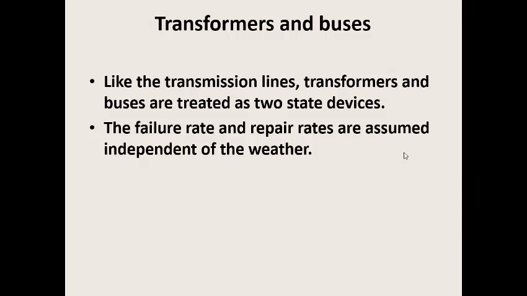The transformers and buses are basically treated as two-state devices, either up or down, and then there are failure rates and the repair rates associated with these models. But for the transmission, for the transformers and the buses, we typically do not consider the failure rates different in the adverse weather and the normal weather, but just choose an average failure rate.